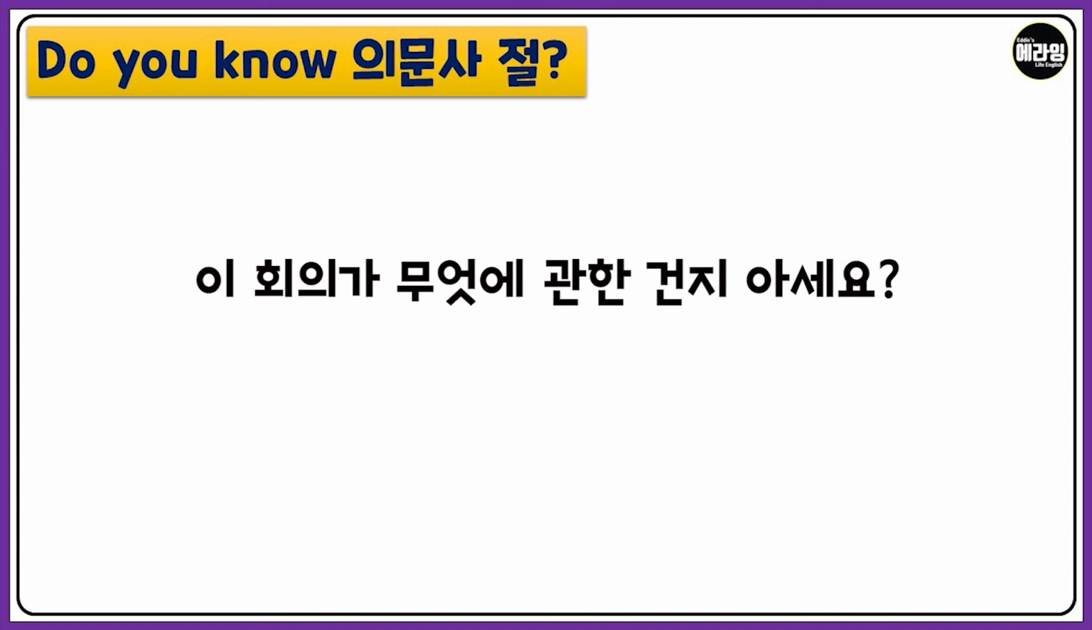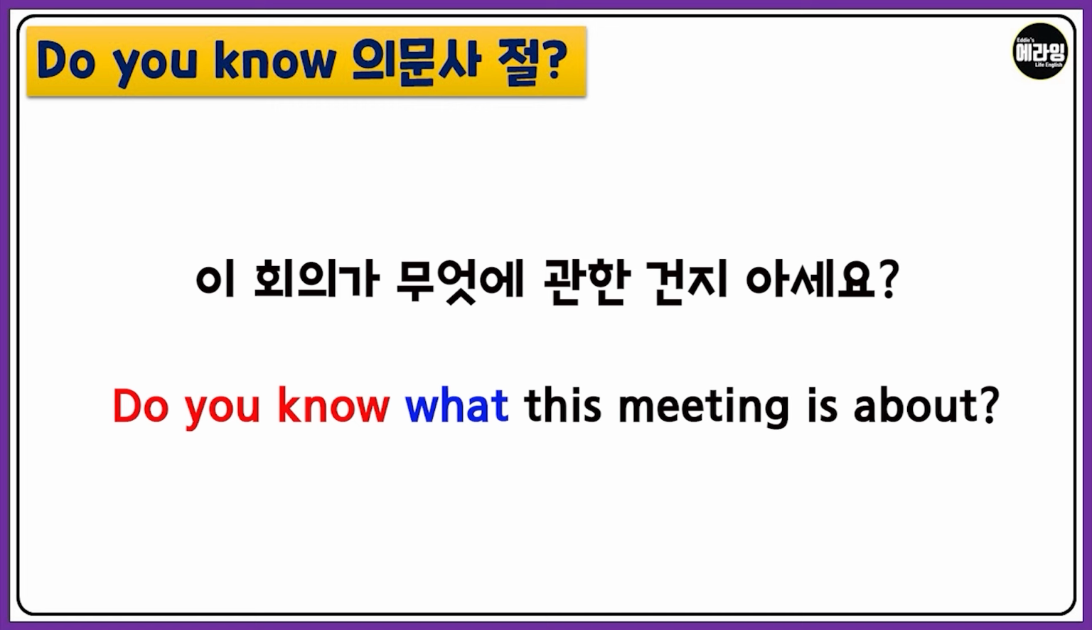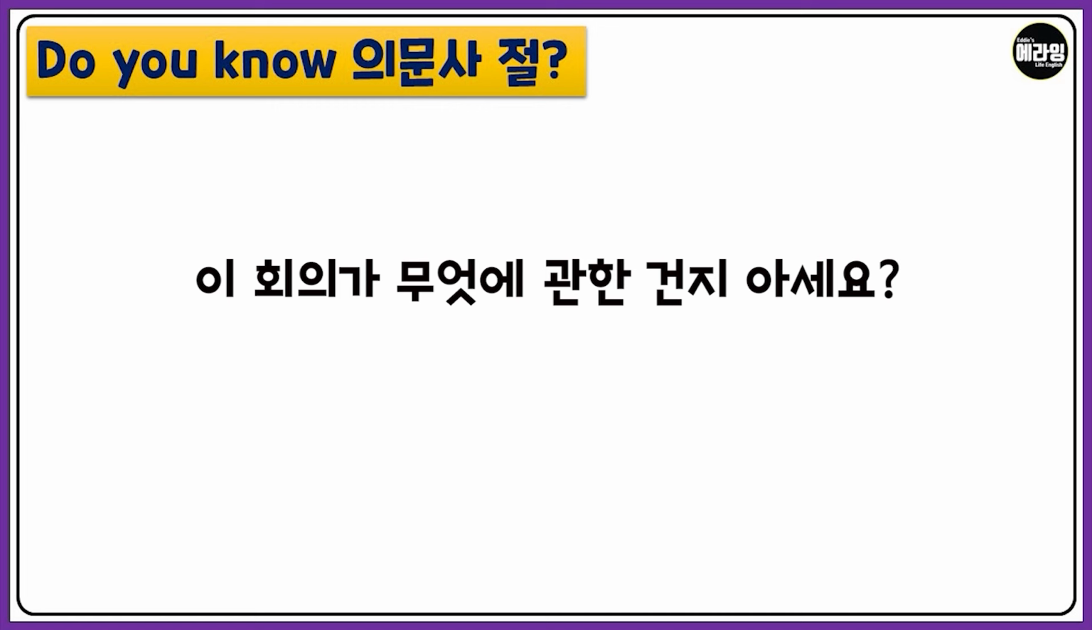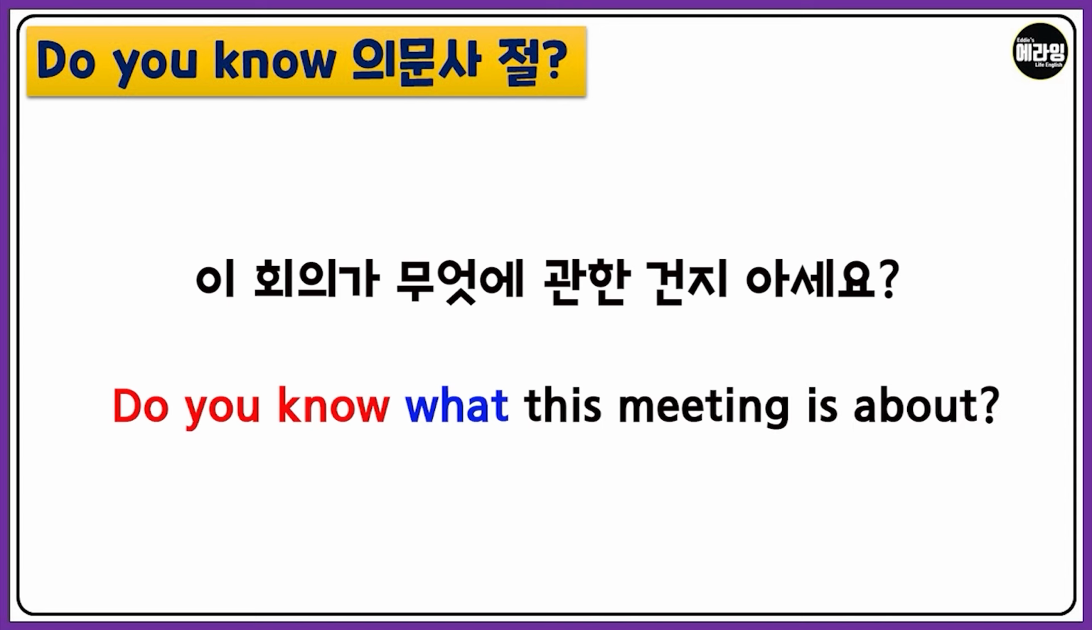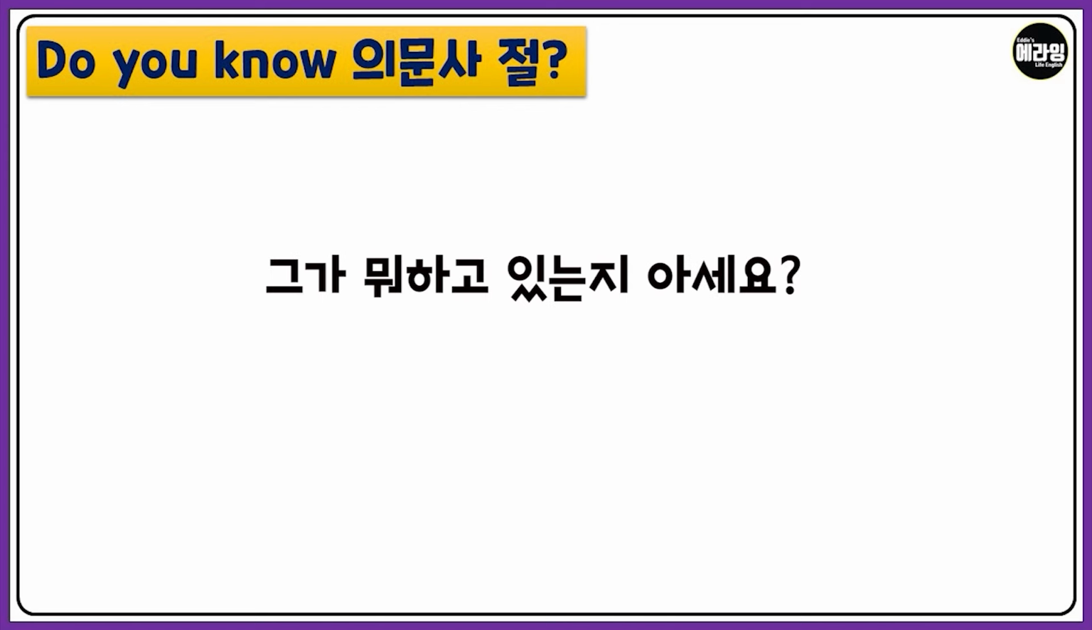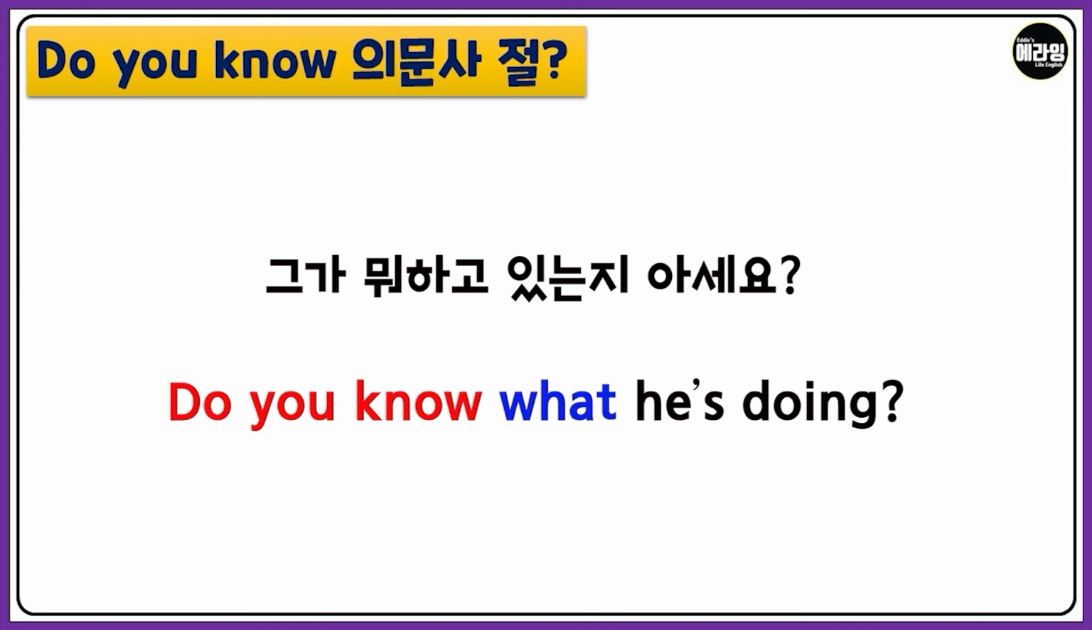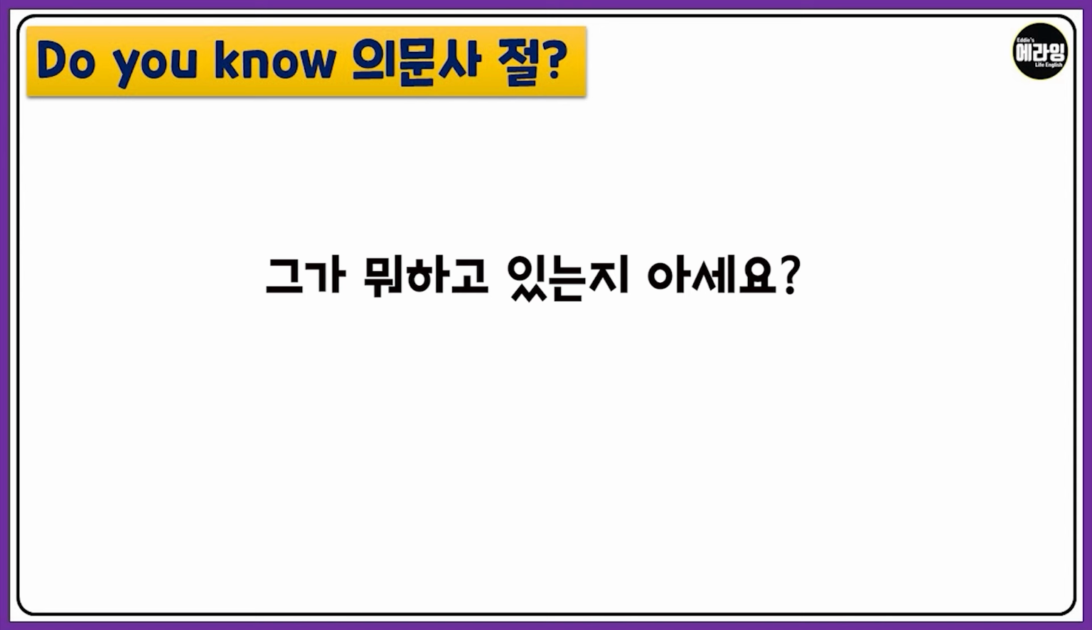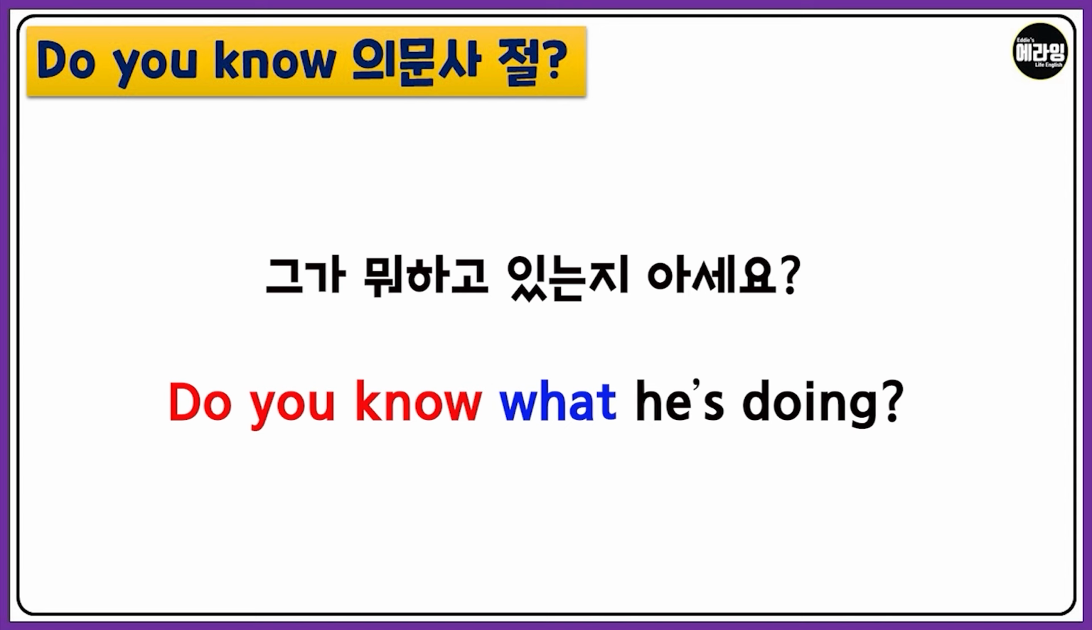이 회의가 무엇에 관한 건지 아세요? 영어로 해보실까요? 네. Do you know what this meeting is about? 다시 한번 해볼까요? 네. Do you know what this meeting is about? 그가 뭐 하고 있는지 아세요? 영어로 해보실까요? 네. Do you know what he's doing? 다시 한번 해볼까요? 네. Do you know what he's doing?